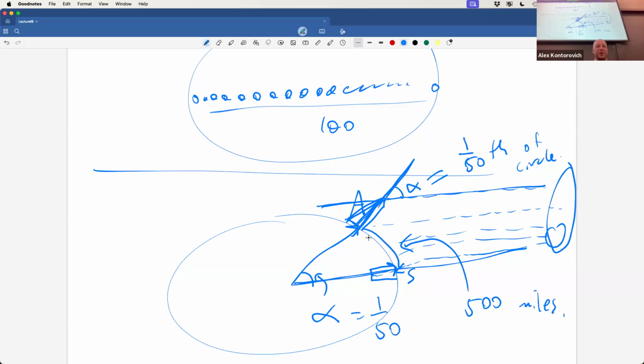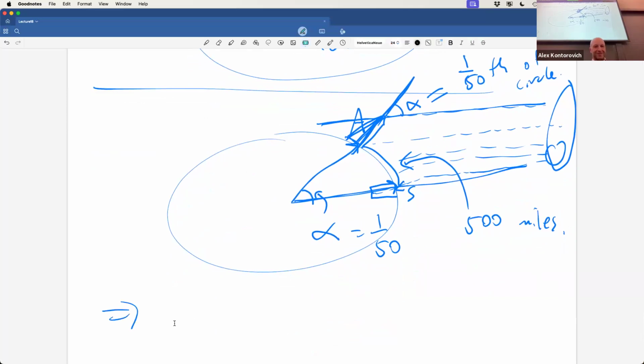So if that distance is 1/50th of a circle, what is the entire circumference? Exactly. So the circumference of Earth must be this 500 miles times 50. Because the angle from the center of the Earth between Alexandria and Cyan is 1/50th of the circle, and that's 500 miles. So to go all the way around, you've got to multiply by 50. So that gets us 25,000 miles, which is roughly, to first order, correct.